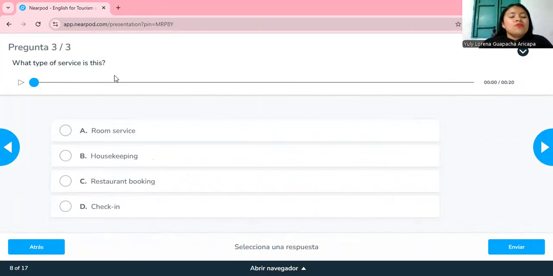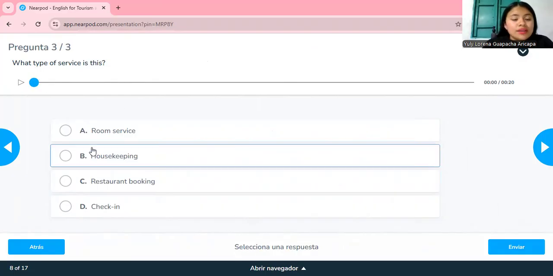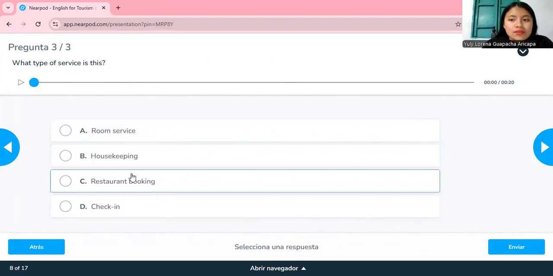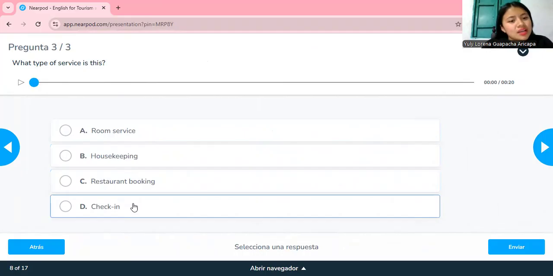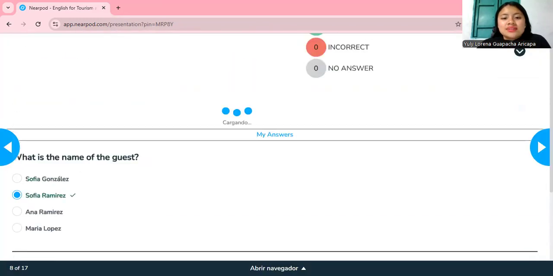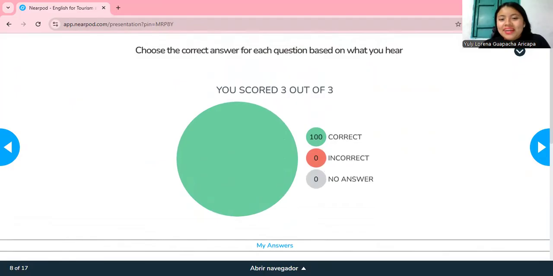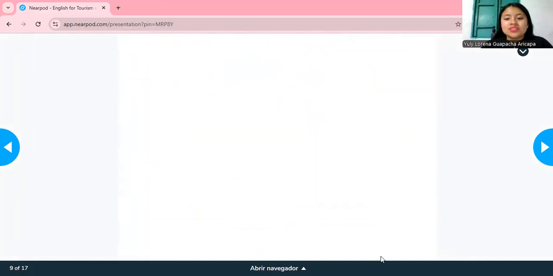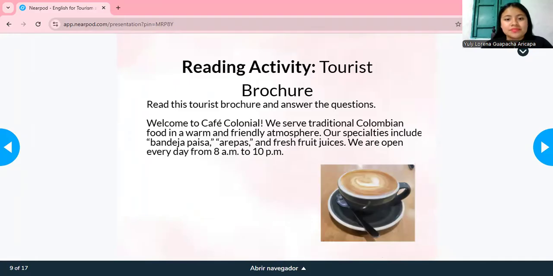And the final question is, what type of service is this? Option A, room service. Option B, housekeeping. Option C, restaurant booking. And option D, check-in. What do you think? In my case, I think it's check-in. It's perfect. The answer is correct according to the audio. And let's continue with the next activity.